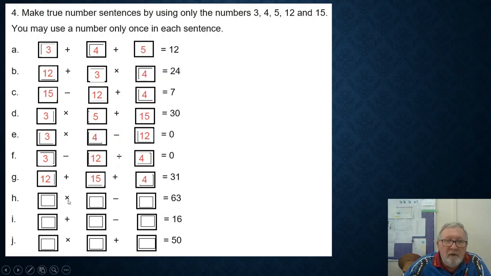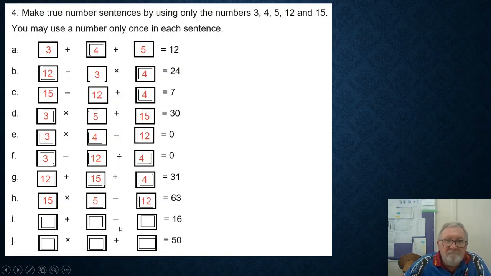63, but we're multiplying to build us up there. 5 12s are 60. No, silly me. 5 15s are 75. Minus 12 is 63. I nearly thought 5 12s are 60, but that would have had to be in a plus. There's one way to make 63.